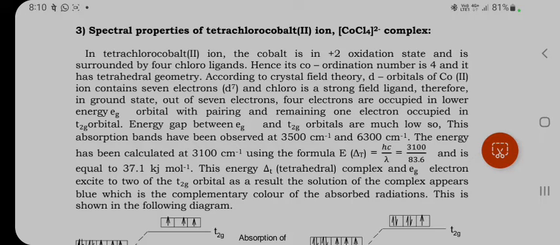So this absorbs radiations of 3500 per centimeter and 6300 per centimeter energy, and that energy can be calculated by using the formula hc by lambda, and it is equal to 37.1 kilojoules per mole. As a result, the solution of this complex appears blue, which is complementary to the absorbed radiations.